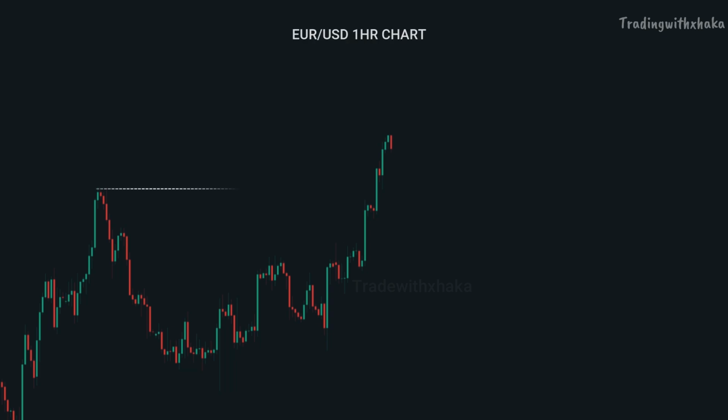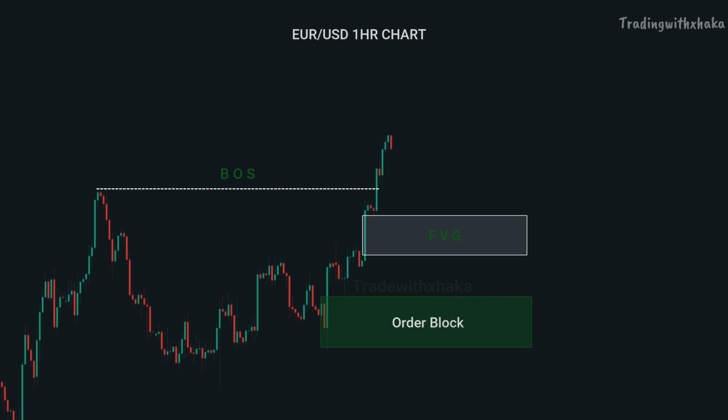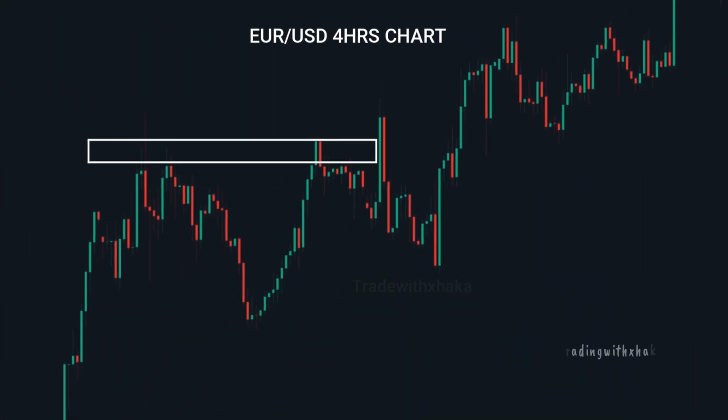We have recently broken above this key level, which signals possible upward continuation. We have fair value gaps, which show bullish momentum, and this order block can provide us with a perfect long opportunity. Now let's zoom out to the 4 hour chart to see the market in the bigger picture. The 4 hours chart reveals that this area is an important higher time frame level, since it has rejected the price multiple times in the past.